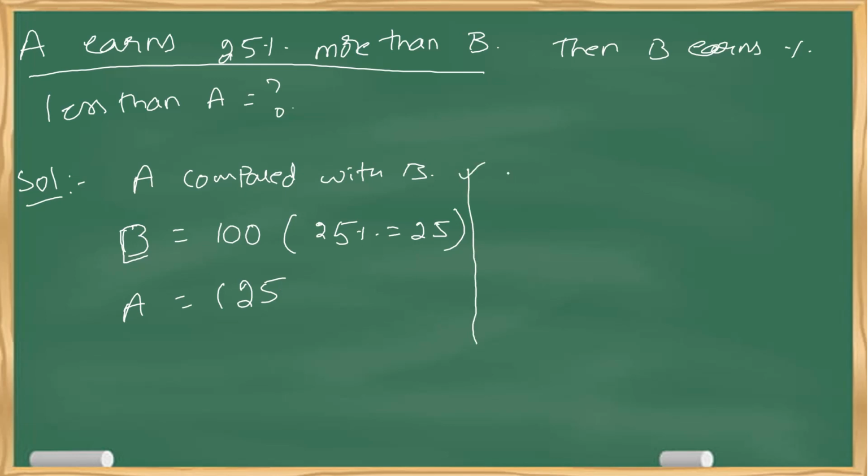Now in the second statement, who is being compared with whom? B is getting compared with A. B is getting compared with A. This is an important point you should always remember. Now B is earning how much less than A? 25 rupees. Now this should be compared with whom? A's salary, not B's salary. It's A's salary. 25 by 125 into 100. This is what I told you initially, right?